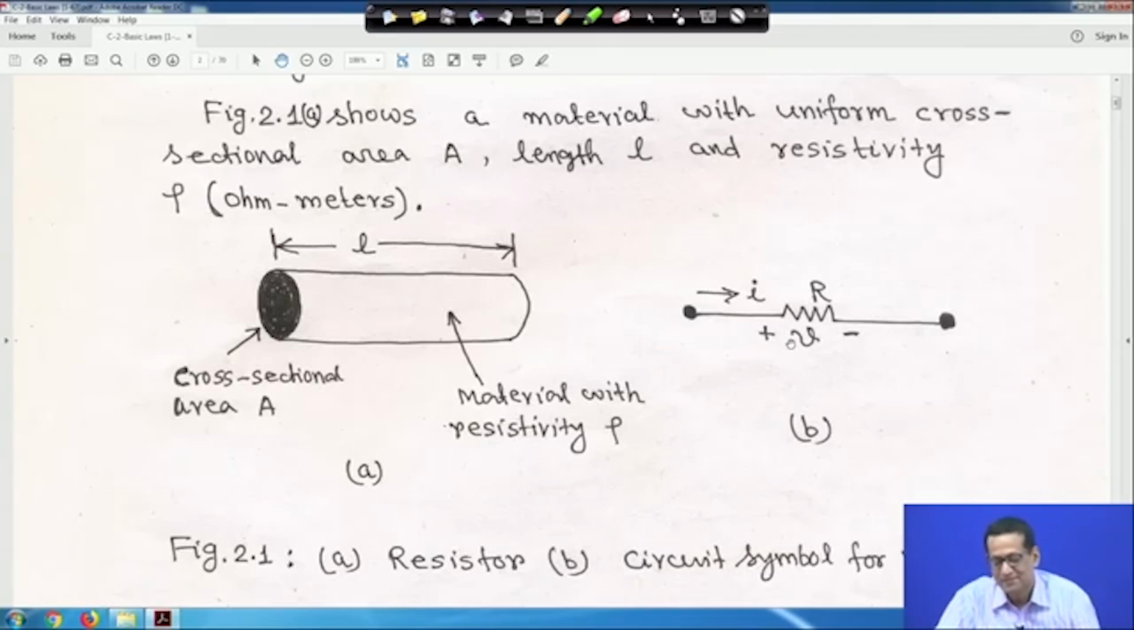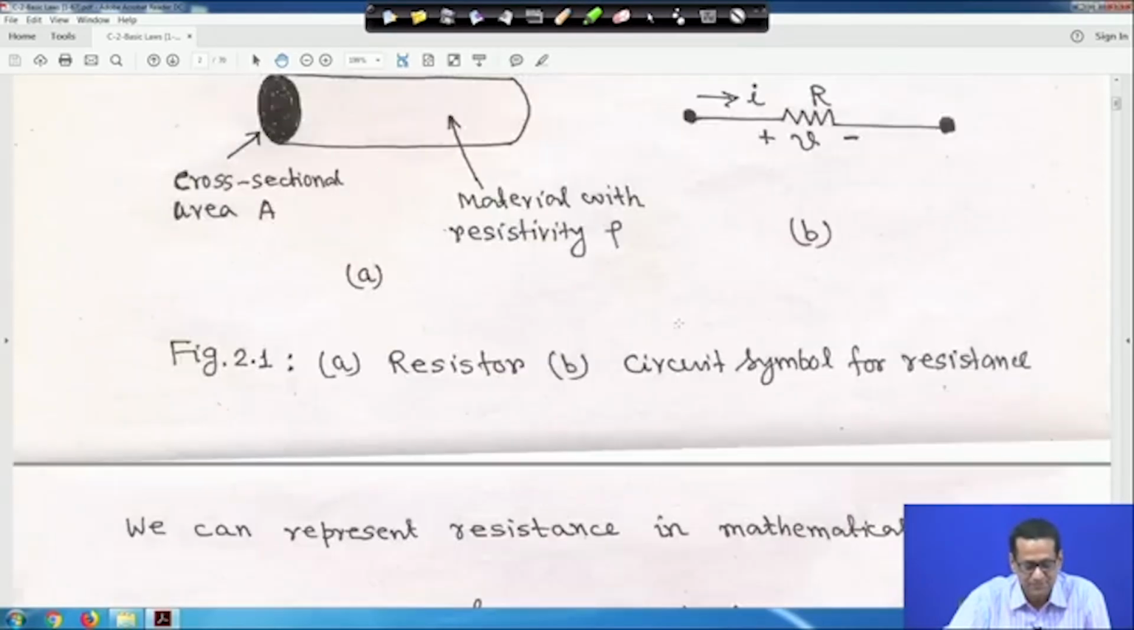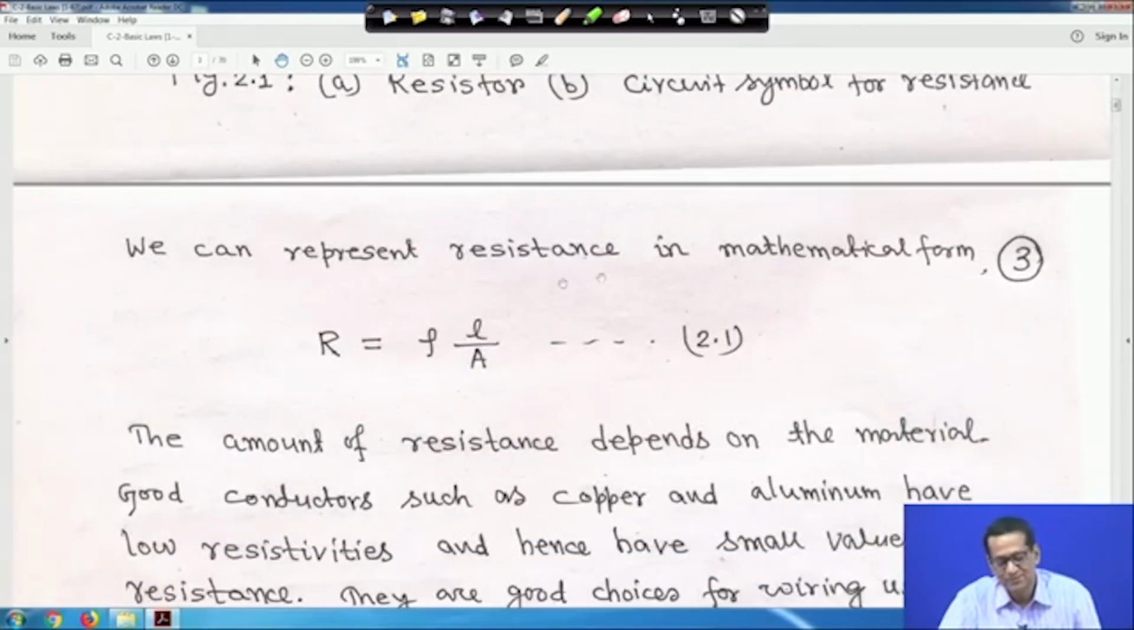If we reverse the direction for solving a circuit, one can do it, but ultimately we will find the resistor absorbing power, because current enters this way, that is why this convention is taken. This symbol is for the resistor. We know from class 12 physics electricity that R is equal to rho into L by A.